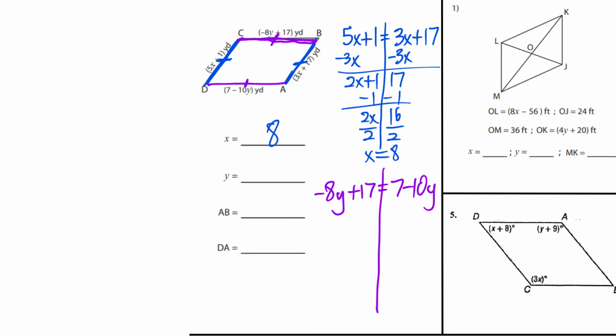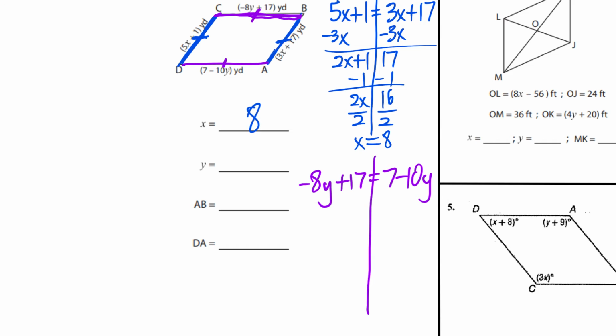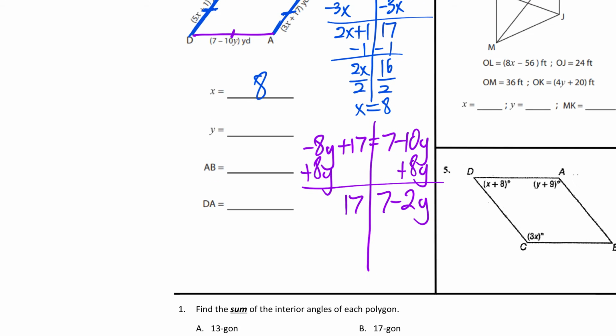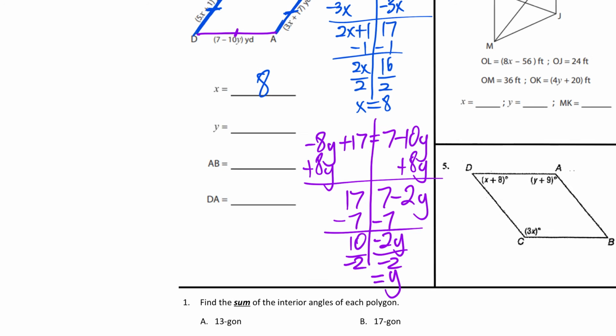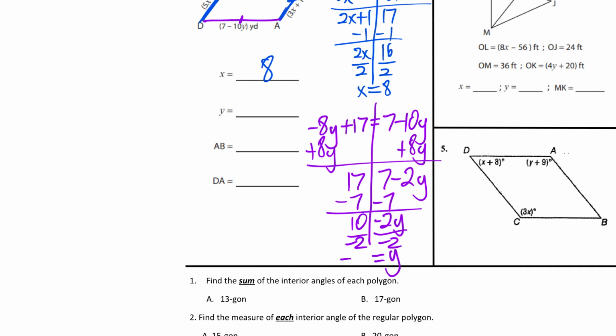Plus 17, 7 minus 10y. Okay, so, I mean, we could do this several ways. I'm going to add 8y to both sides. That zeros out. That leaves 17 equal to 7 minus 2y. Minus 7 on both sides. We get 10 equals negative 2y. Divided by negative 2. And y equals negative 5.